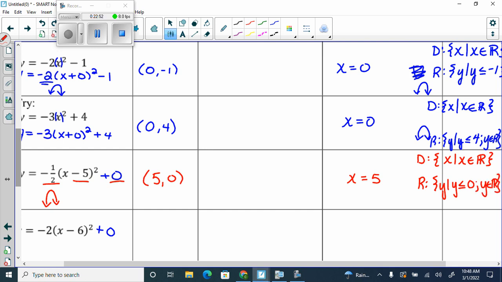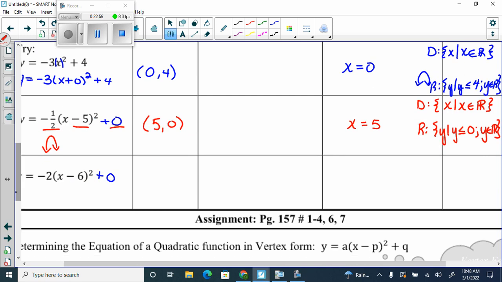Hey, Hannah, you're up next. Concave up or concave down? Concave down, because of the -2. What's my vertex at? 6, 0. What's my axis of symmetry? X equals 6. What's my domain? Exactly. And then my range?